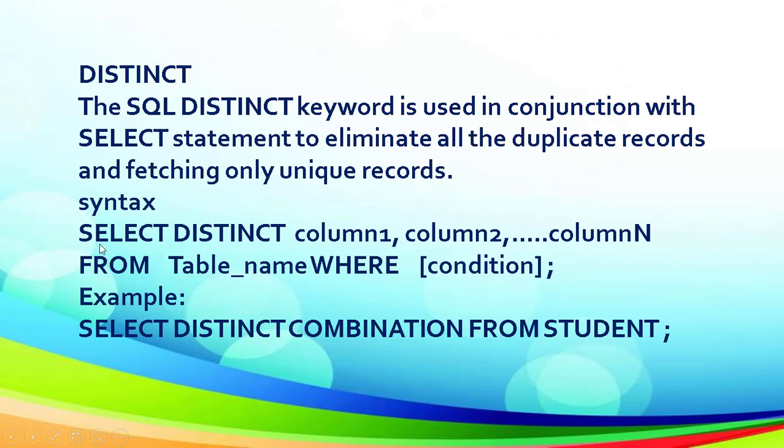For example, select distinct combination from student. It will display the combinations which are available in the table. For example, if there are 4 combinations, it will display all the 4 combinations, that is PCMB, PCMC, EBSC and HECA. Only these combinations will be displayed because all the duplicate entries will be eliminated.